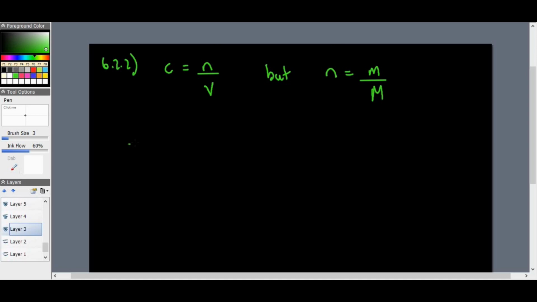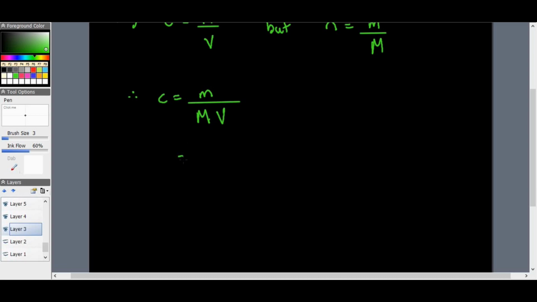So therefore, we can form a joint concentration formula to say C is equal to the mass divided by the molar mass multiplied by the volume at the denominator. That way we can perform one sum instead of this one first and then plugging it into the concentration formula. So we can basically just do 2 in 1. So let's have a look at that.